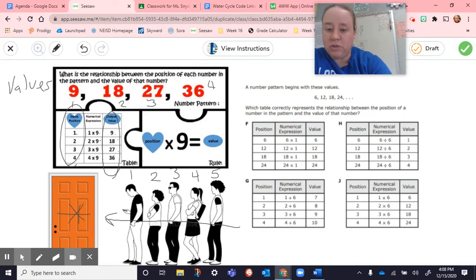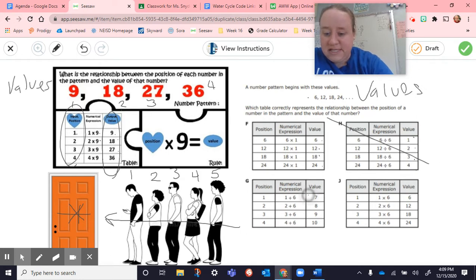So here's what a question would look like. It says the same thing. A number pattern begins with these values. So again, 6, 12, 18, 24, those are your values. The very first thing I do before I look at the position is I check. All right, look at F, 6, 12, 18, 24. Yep, that looks good. Look at this one, 1, 2, 3, 4. No, those are not the values, 6, 12, 18, 24. So I can go ahead and take that out.